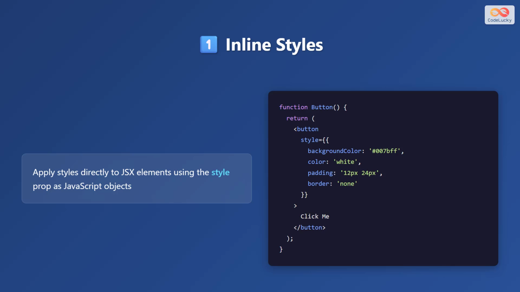One way to style components in React is to use inline styles. You can apply styles directly to JSX elements using the style property as JavaScript objects. Here's an example. In this code, we have a button component. The style property is assigned a JavaScript object. The object contains style rules like background color, set to #007BFF, text color, set to white, padding set to 12 pixels 24 pixels, and border set to none. Notice how camel case is used for property names in JavaScript.